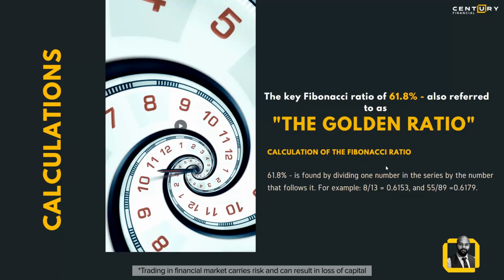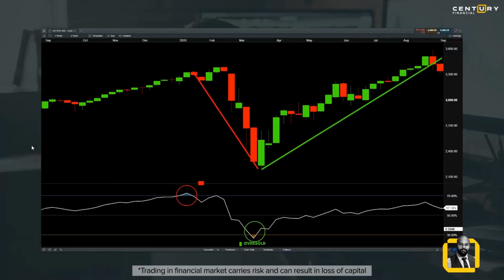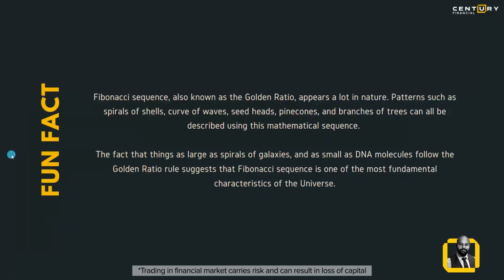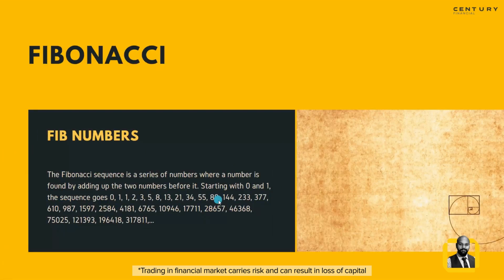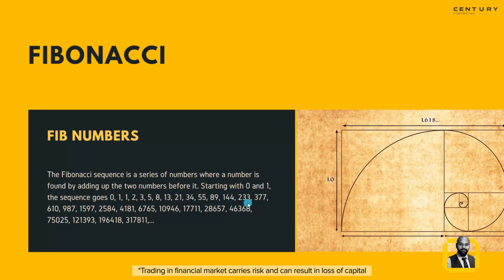Now the most interesting thing over here is the key Fibonacci ratio is 61.8, also referred to as the golden ratio. How do we get 61.8? If you have your mobile with you, or a calculator, you can quickly open your calculator. I will take you back to the series of numbers. Right, so here are the series of numbers. If you take any number from the series, for example, let's say I take 144, divide that by the second number after it, that is 233, and multiply it by 100, you will get 61.8.